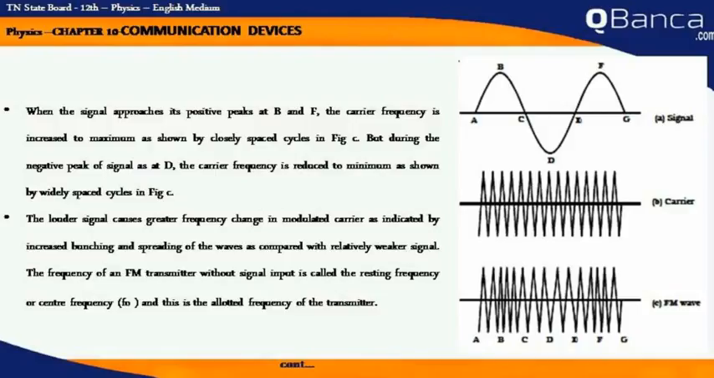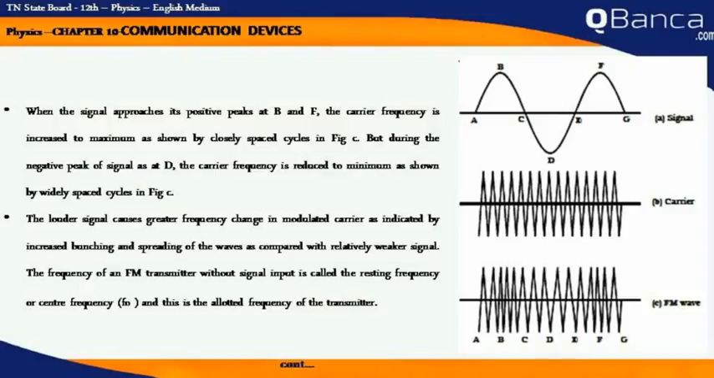But during the negative peak of the signal, as at D, the carrier frequency is reduced to minimum, as shown by widely spaced cycles in figure C. The louder signal causes greater frequency change in the modulated carrier, as indicated by increased bunching and spreading of the waves as compared with a relatively weaker signal.